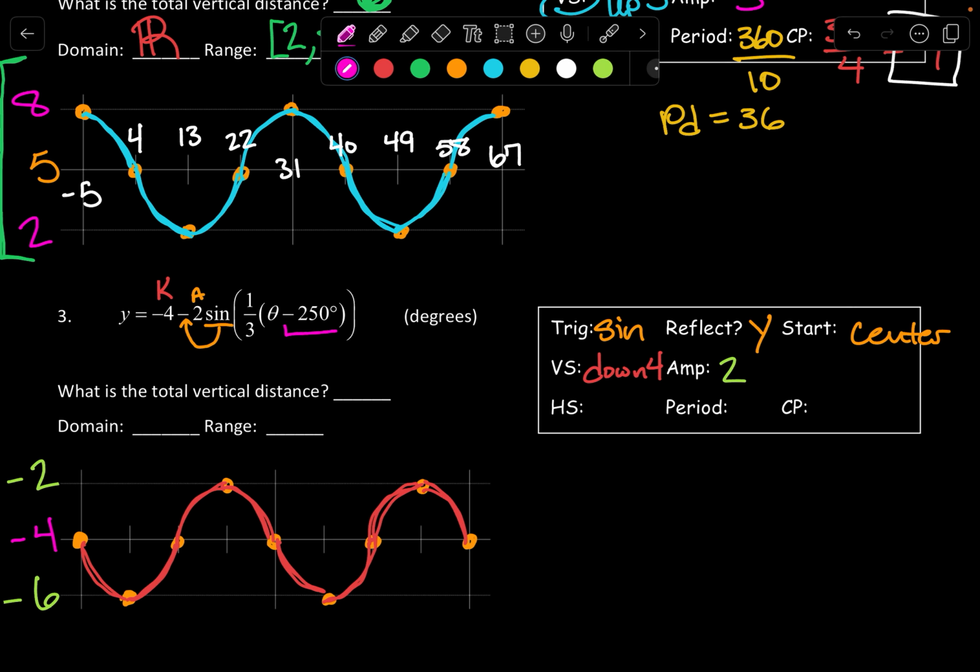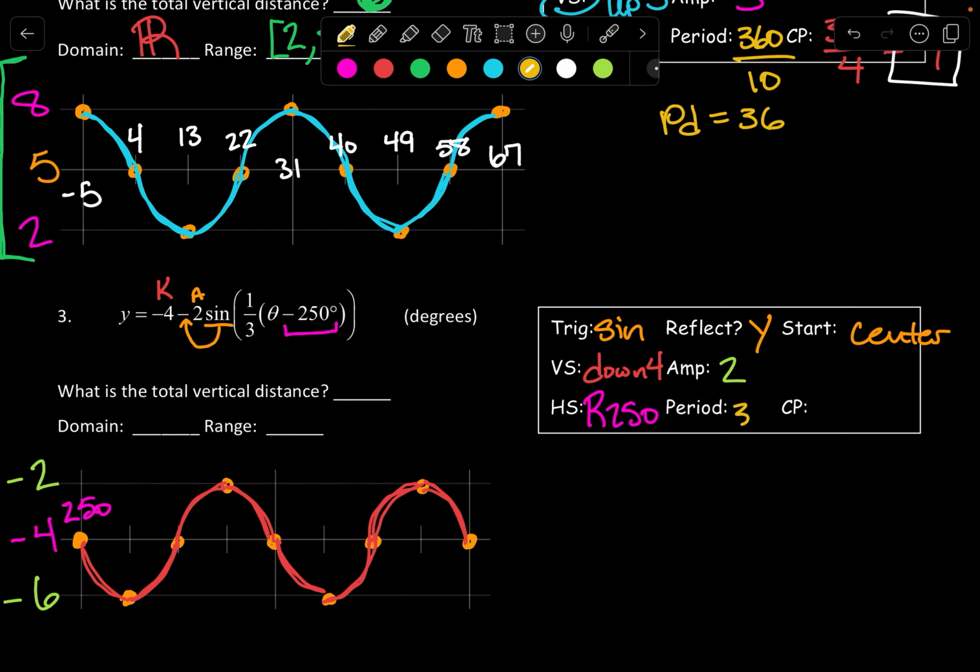Horizontal shift comes from the parentheses. This has been moved right 250. Like I said, it does the opposite of what you'd think, which means I'm going to be starting at 250 instead of 0.